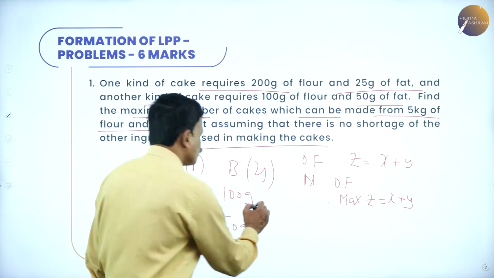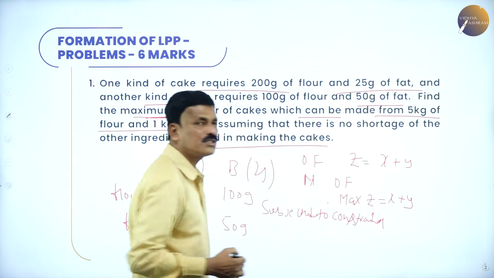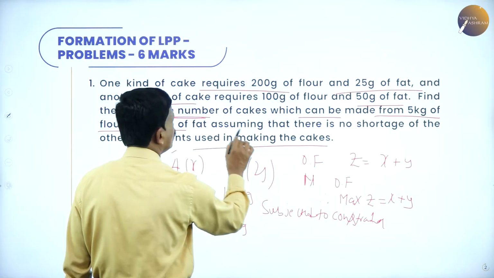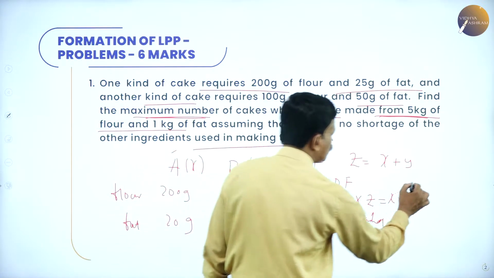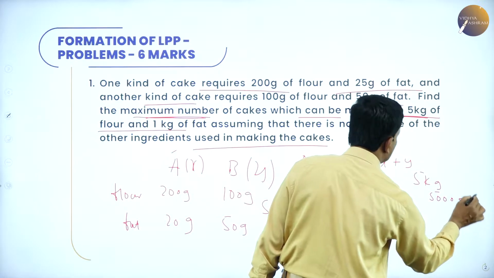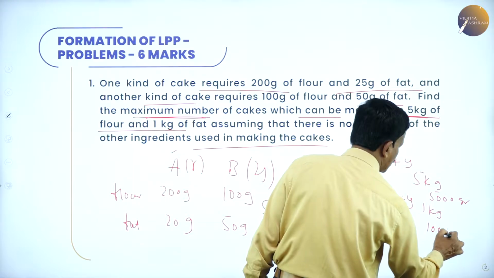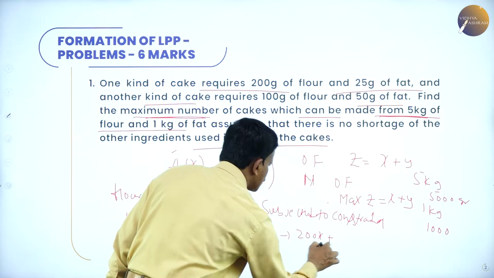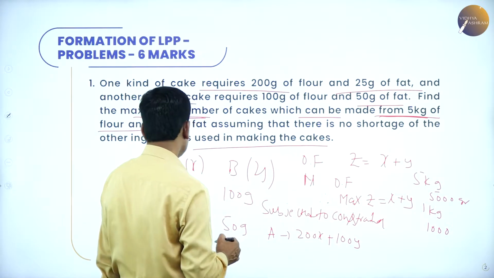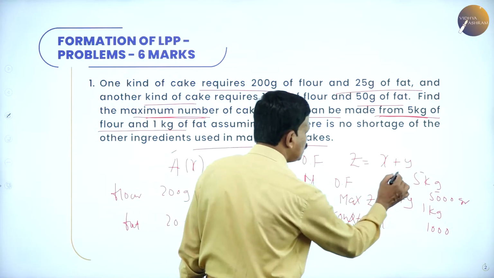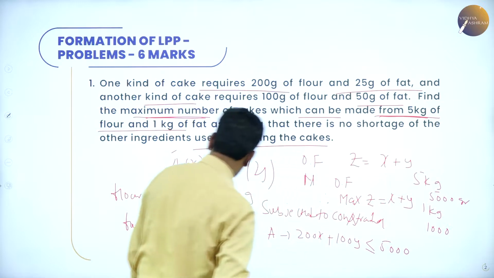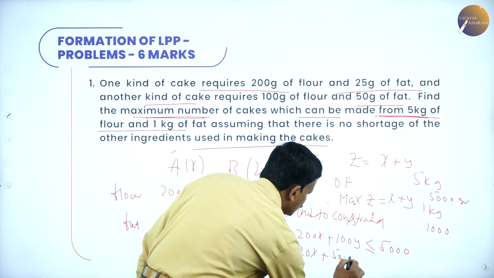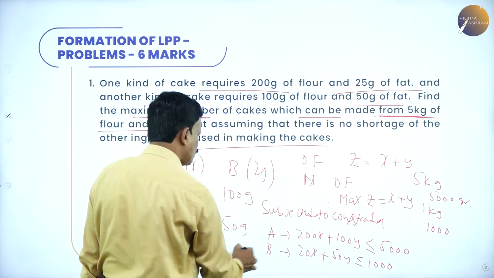Now, subject to the constraints. Very simple. What is the maximum availability of flour? That is 5 kg, which is 5000 grams, and 1 kg of fat is nothing but 1000 grams. So the constraints are, for type A, 200x plus 100y is less than or equal to 5000. And for the second, for B, 20x plus 50y is less than or equal to 1000. This is for the flour as well as for the fat.